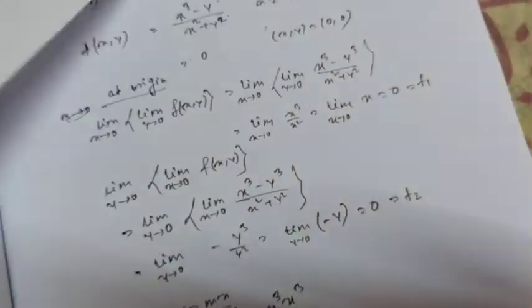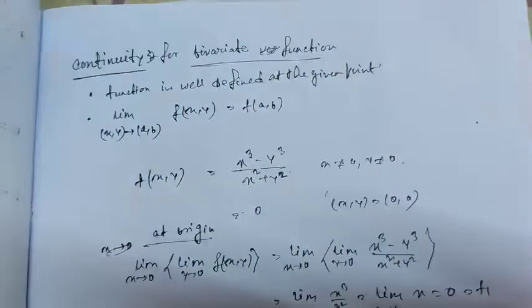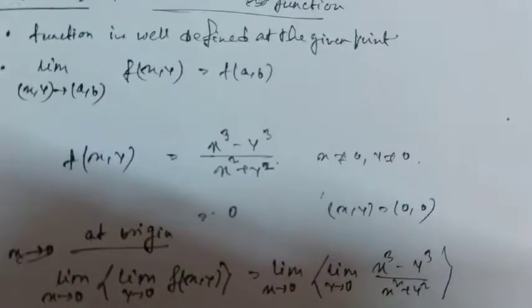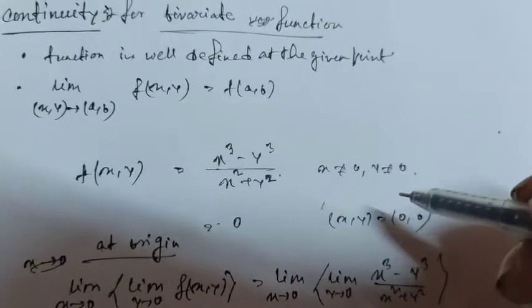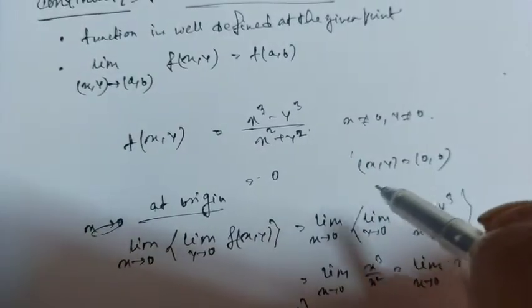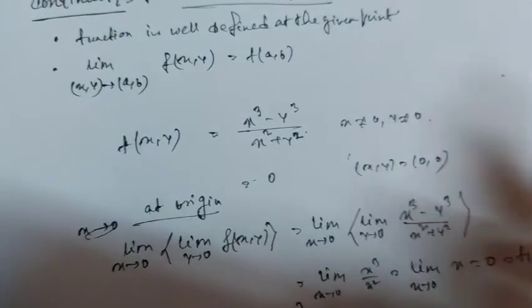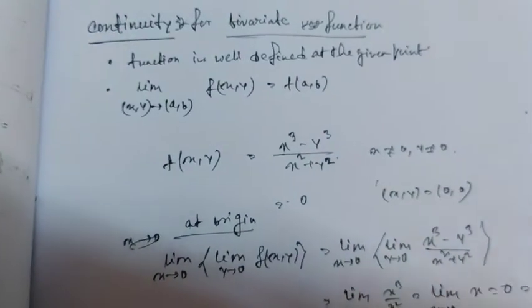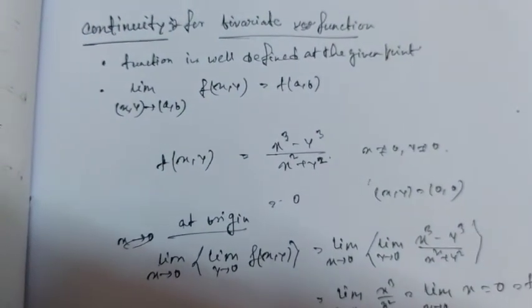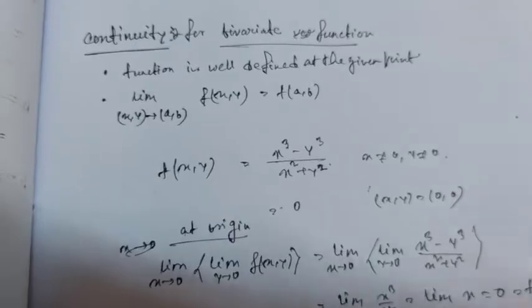I consider one problem here: f(x, y) = (x^3 - y^3)/(x^2 + y^2) where x is not equal to 0 and y is not equal to 0, and f = 0 when (x, y) = (0, 0). Now we have to check whether this function is continuous at the origin or not. So how can we check that a bivariate function is continuous?